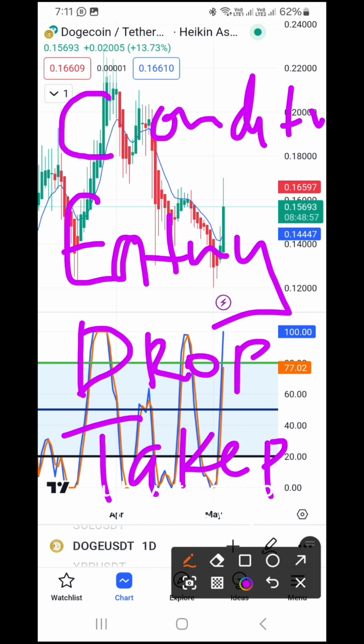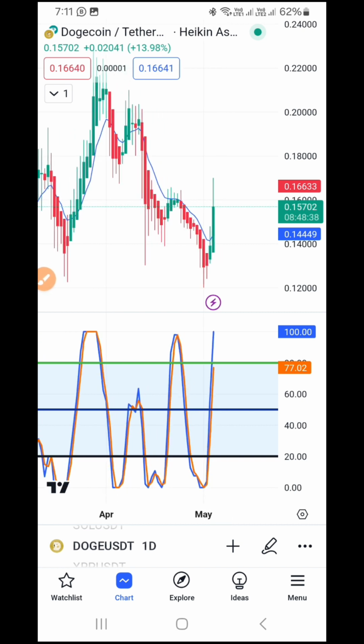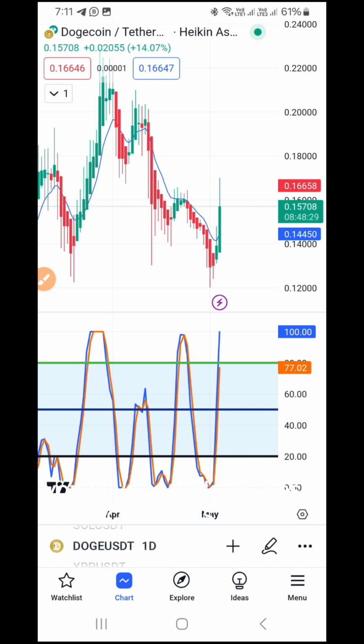You have to look for conditions. Why am I entering this signal? Why am I choosing Doge over Sol? Why am I choosing Doge over Pepe? You have to look for those conditions. Why do I have to trade this coin? And I'm going to give you some conditions. First, whenever you want to put money, whenever you want to put a trade, you have to look for these conditions. First, your coin has dropped.